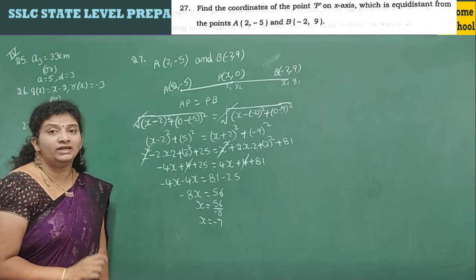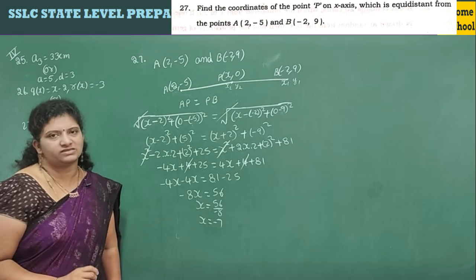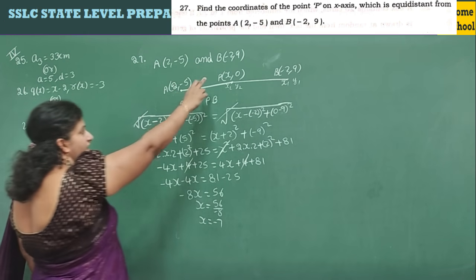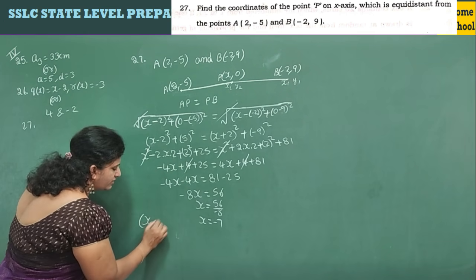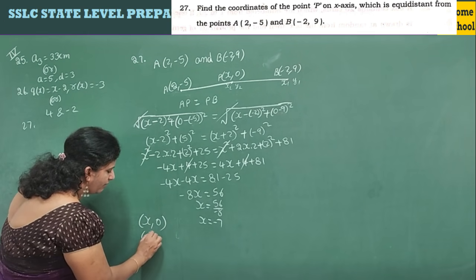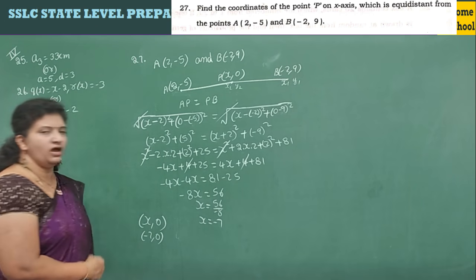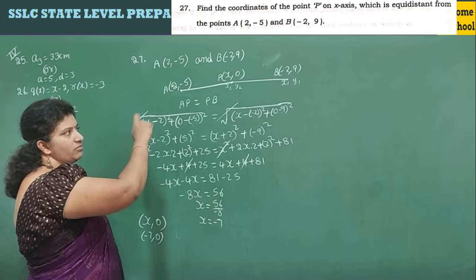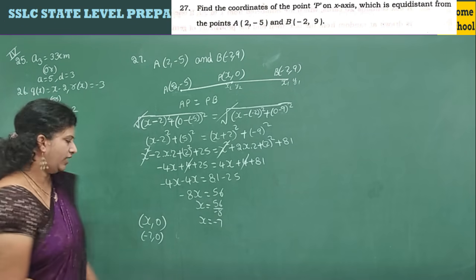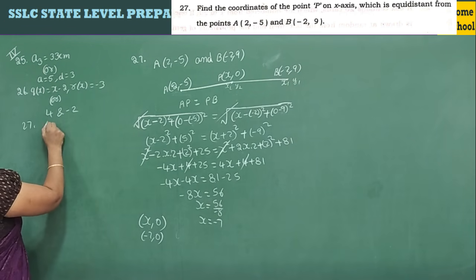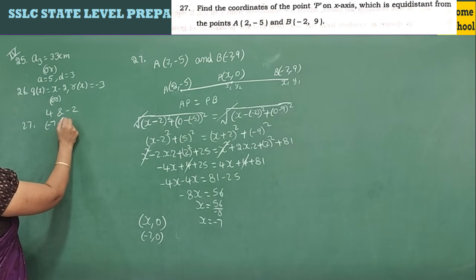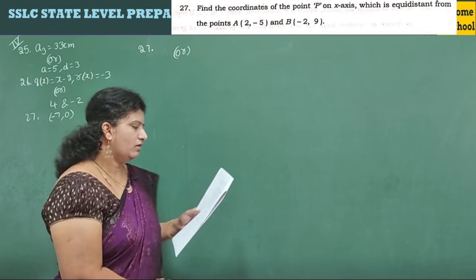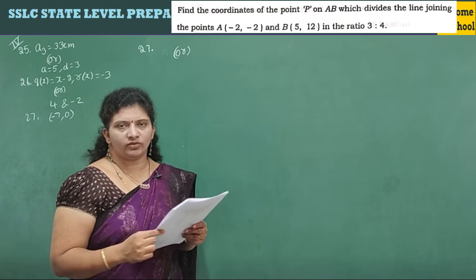The point on x-axis, or the coordinate on x-axis, means what is the coordinate, children? x comma 0, that is minus 7 comma 0 is the coordinate on x-axis which is equidistant from A and B, right? So your answer is minus 7 comma 0. If you want x value as minus 7, you can write.